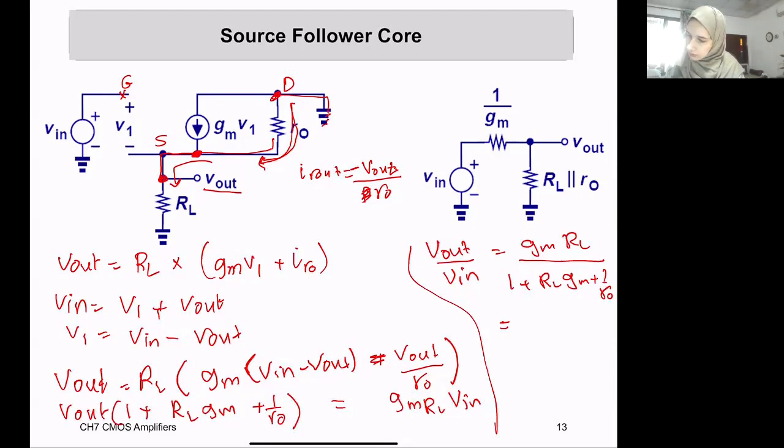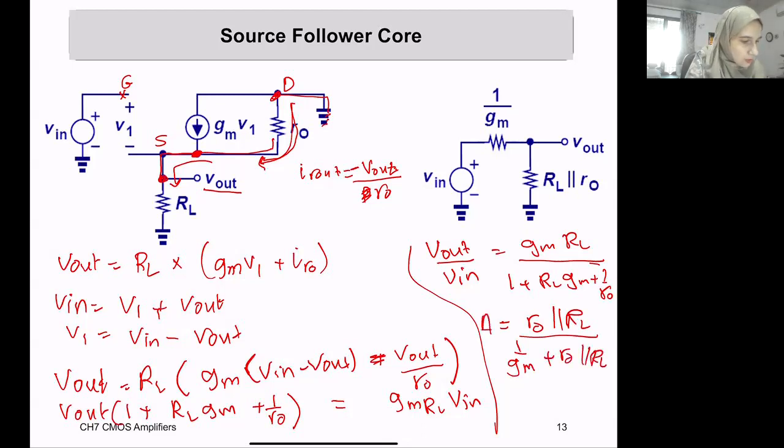Simplifying it. So yes, it should be fine. And this basically, you find their parallel combination. So we will end up having R out in parallel with RL divided by 1 over Gm plus R out in parallel with RL, just to have it in a simplified version. If you do the long math, it's not the point of doing it now.